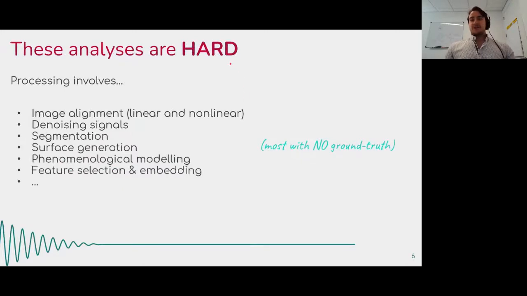Now, these analyses are pretty difficult. Not for the least part because generally there's no ground truth. It's not like we can only study cadavers or things like that.